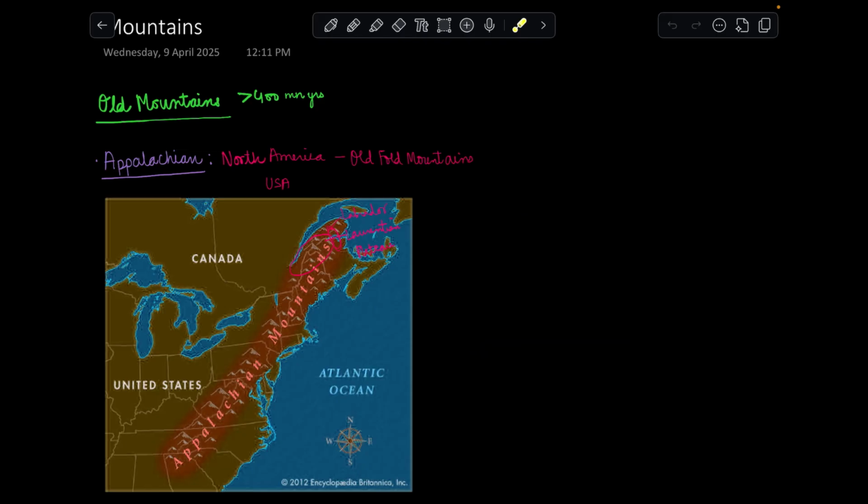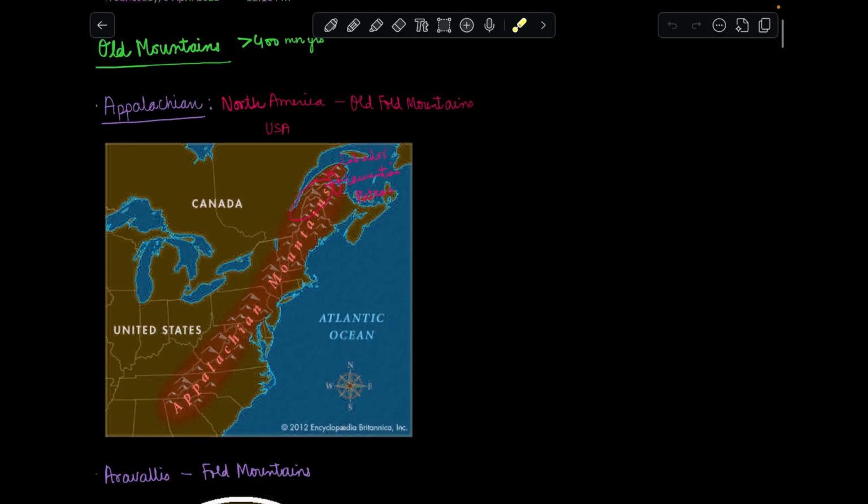So we are now categorizing mountains on the basis of old versus new. The old mountains are the ones whose age is more than 400 million years, so pretty old. First of all, we're going to see the Appalachians. The Appalachians are found in North America. These are the old fold mountains.